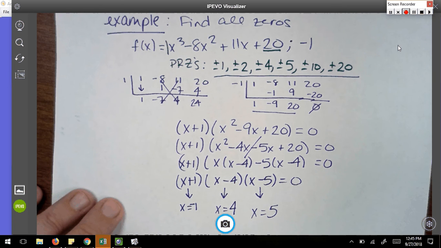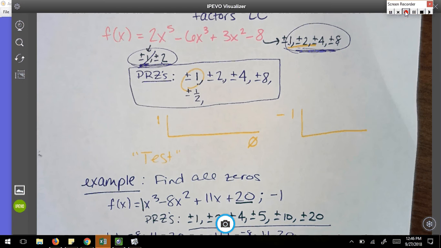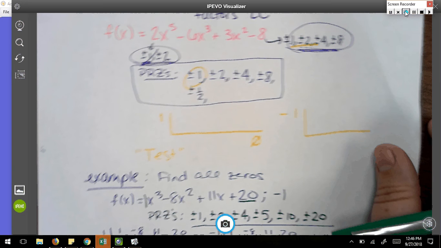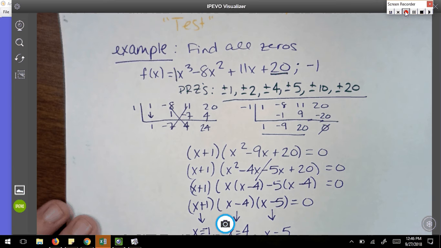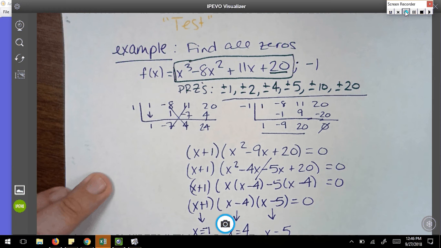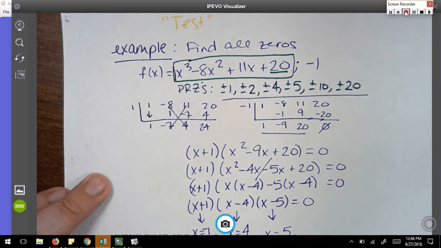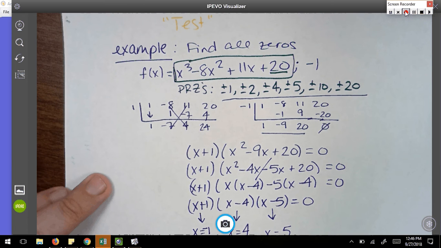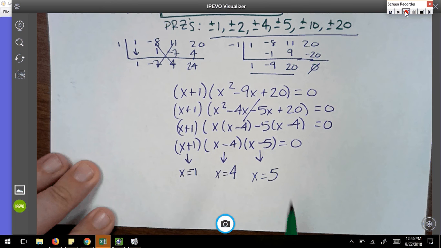So first, x is negative 1? Yes. It was x plus 1, it gives me negative 1. Here's what you have to understand about these. The reason I do this is because my factoring knowledge is limited when I get to something like this. I don't know how to factor that. I have to have a starting point, because I cannot factor it.